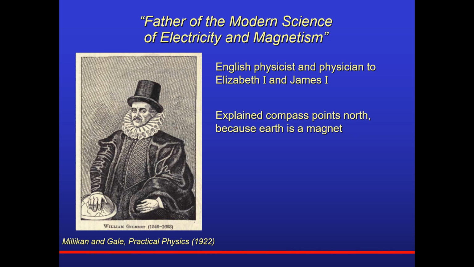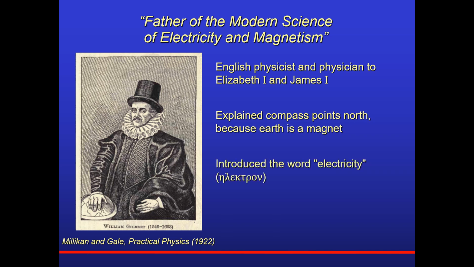And it was Gilbert who explained that the reason a compass needle points north is because the Earth is a magnet. Earth has its own magnetic field, similar to that of a bar magnet.